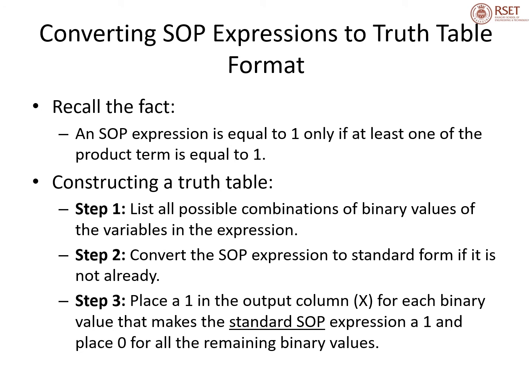Converting SOP expressions to truth table format. An SOP expression is equal to 1 only if at least one of the product terms is equal to 1. For constructing a truth table from the SOP expression, the steps involved are: first, list all possible combinations of binary values of the variables in the expression. Next, convert the SOP expression to standard form if it is not already in standard form. We have studied how to convert an SOP expression to standard form. Step 3, place a 1 in the output column for each binary value that makes the standard SOP expression a 1, and place 0 for all the remaining binary values.